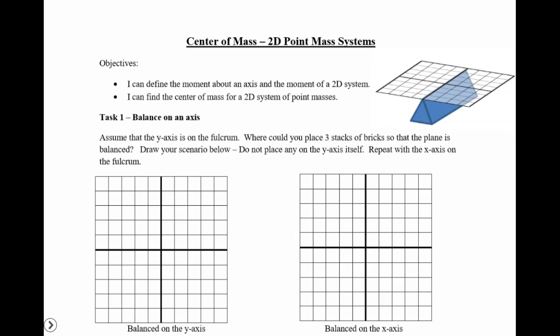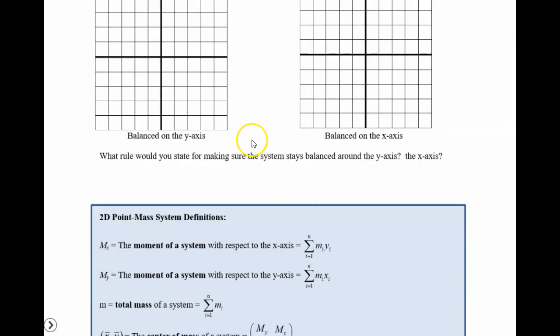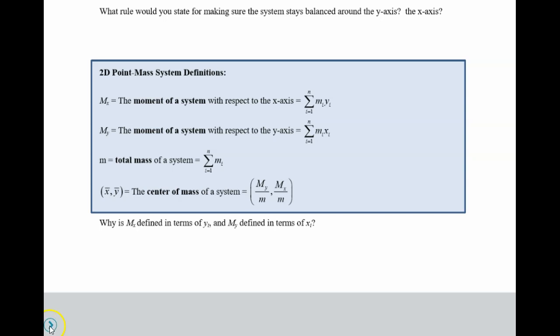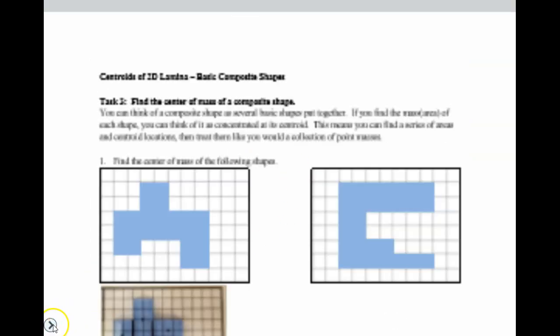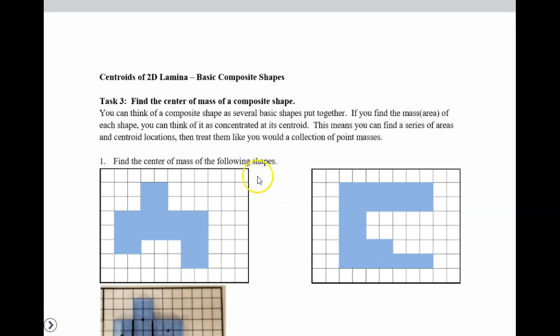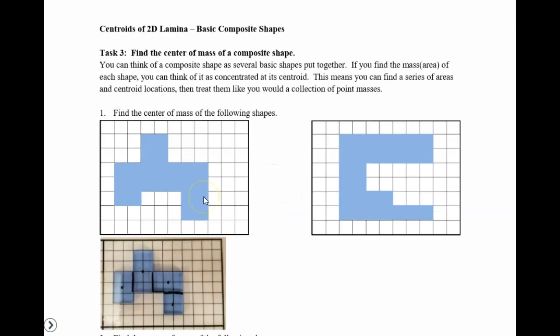Hey everyone, welcome to the second video on the center of mass of 2D point mass systems. You should have already seen the first video that goes through this idea of point masses in 2D and finding the center of mass for those. Now we're going to continue with this idea: if I have an actual shape and not just points, how do I find the center of mass of that shape?